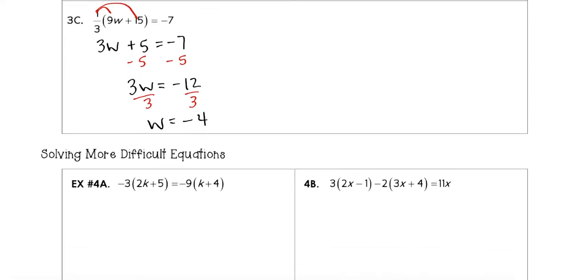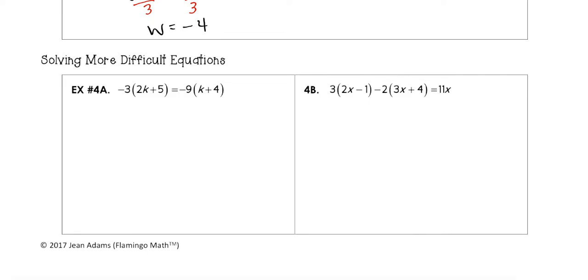All right, these ones say more difficult, but are they really? No. So this first one, if you guys notice, there's parentheses on both sides, and there's something being multiplied to parentheses on both sides. So you're going to have to distribute both sides. So let's go ahead and do that. Negative 3 times 2 is going to give me a negative 6k. Negative 3 times 5 is going to give me a negative 15 equals negative 9 times k, negative 9k. Negative 9 times positive 4 is negative 36.